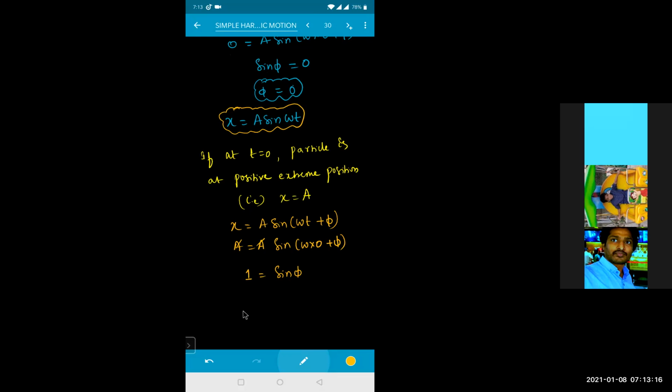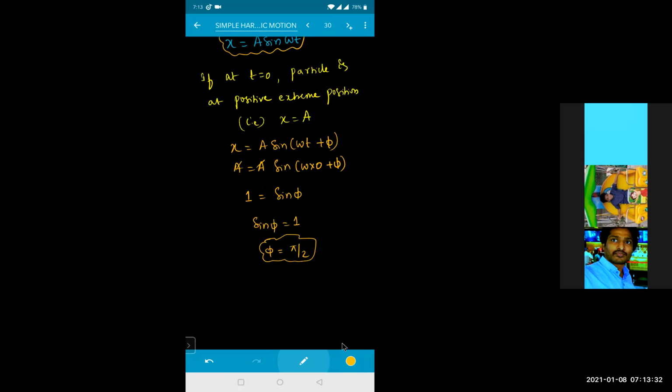So sine phi value is 1. Sine phi equals 1 means phi is 90 degrees, that is nothing but pi by 2. That means if the phase angle is pi by 2, then the particle is at the positive extreme position. So the equation is x equals A into sine of omega t plus pi by 2.